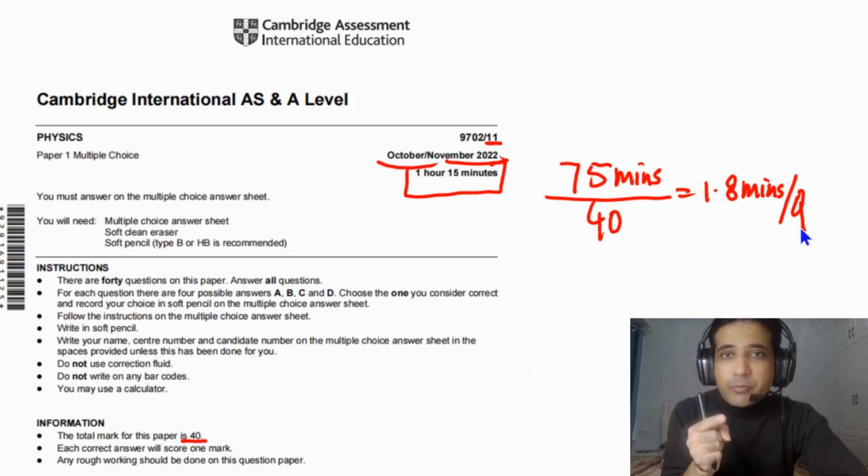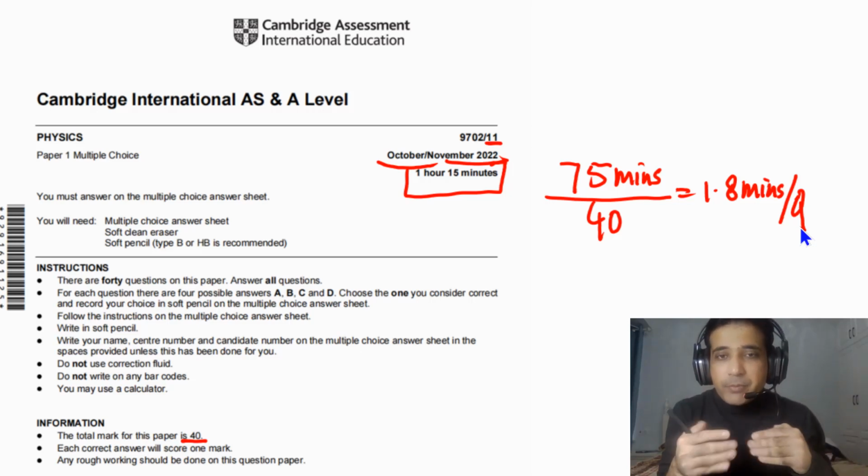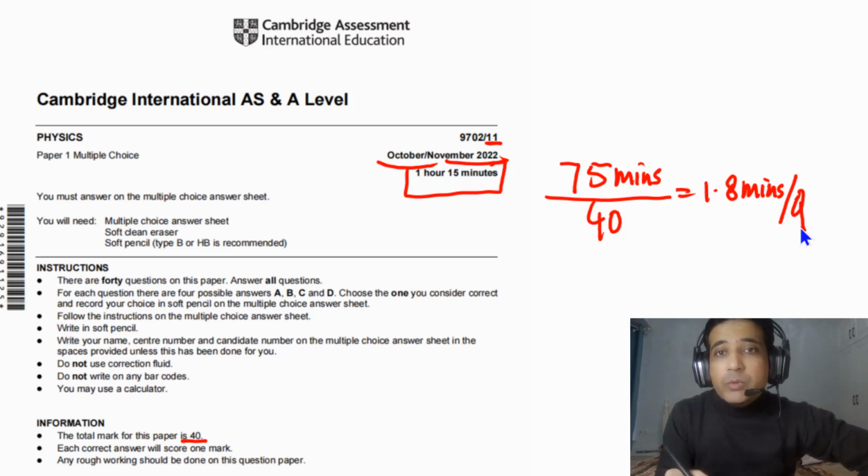Very important. To improve your techniques or methods to answer questions in the exam, at least 1 month before the exam, you can start solving past papers by setting a time. Try to do the paper in 1 hour only, not in 1 hour and 15 minutes.